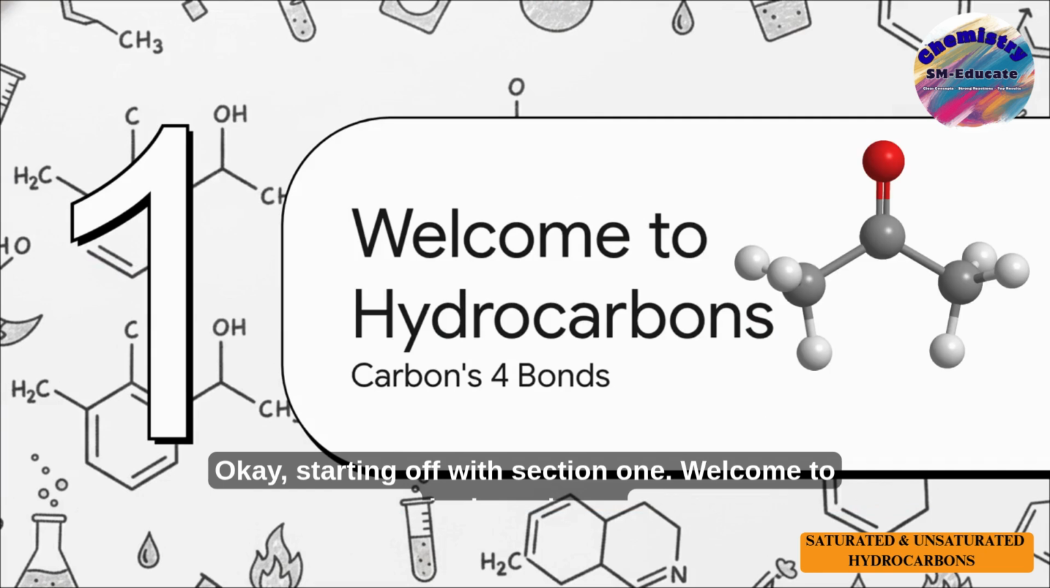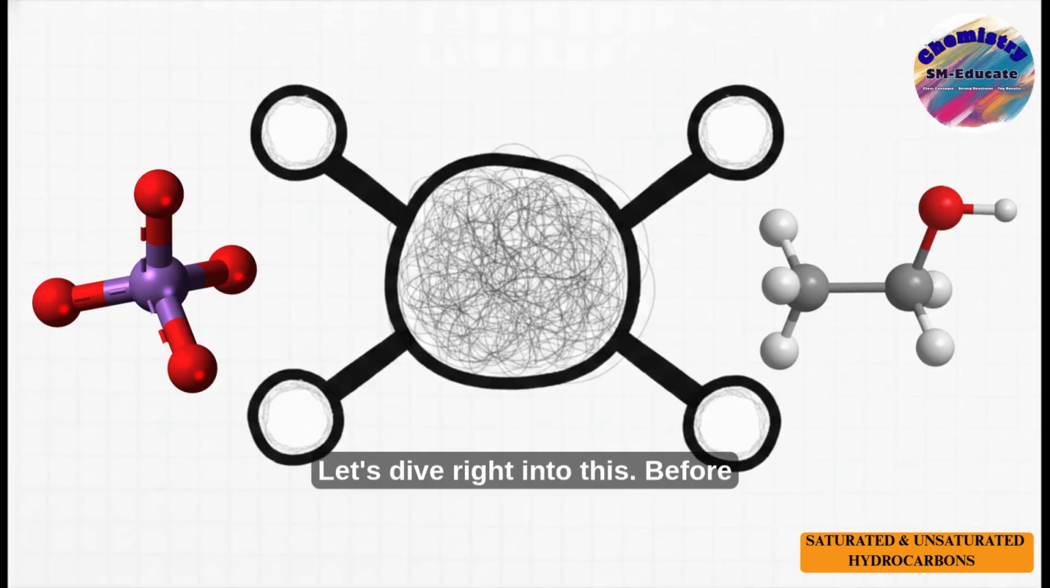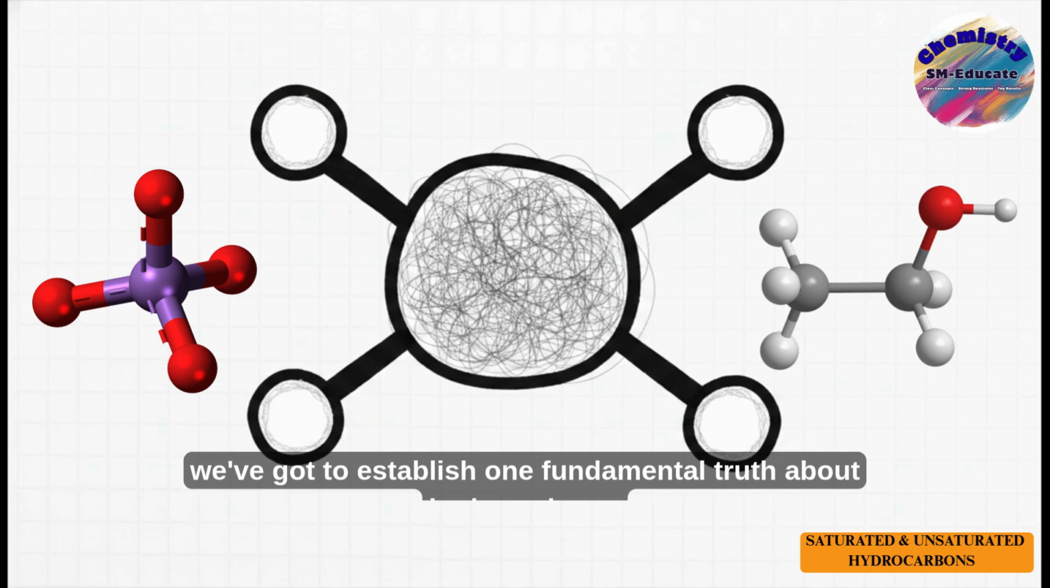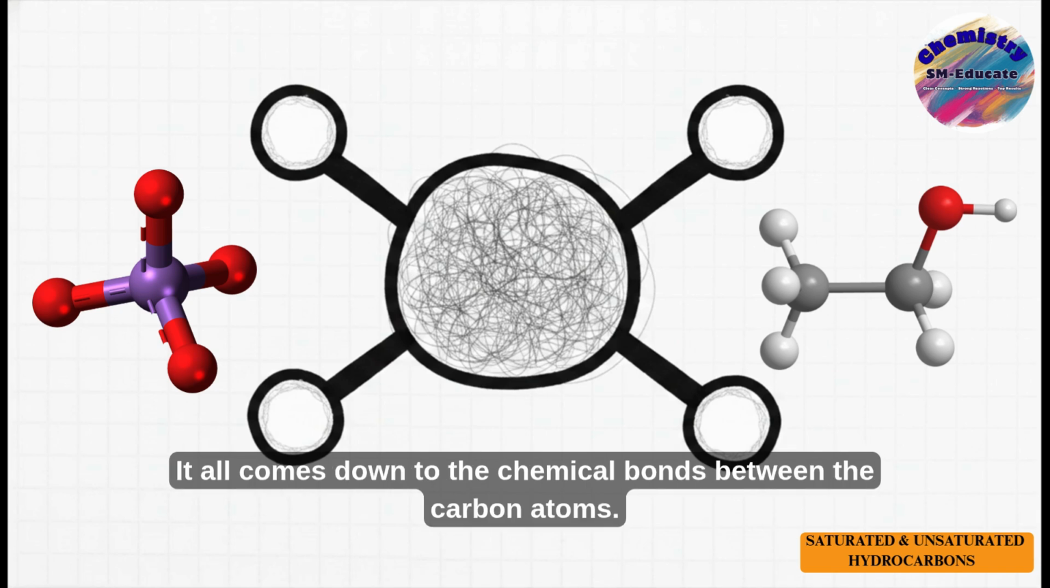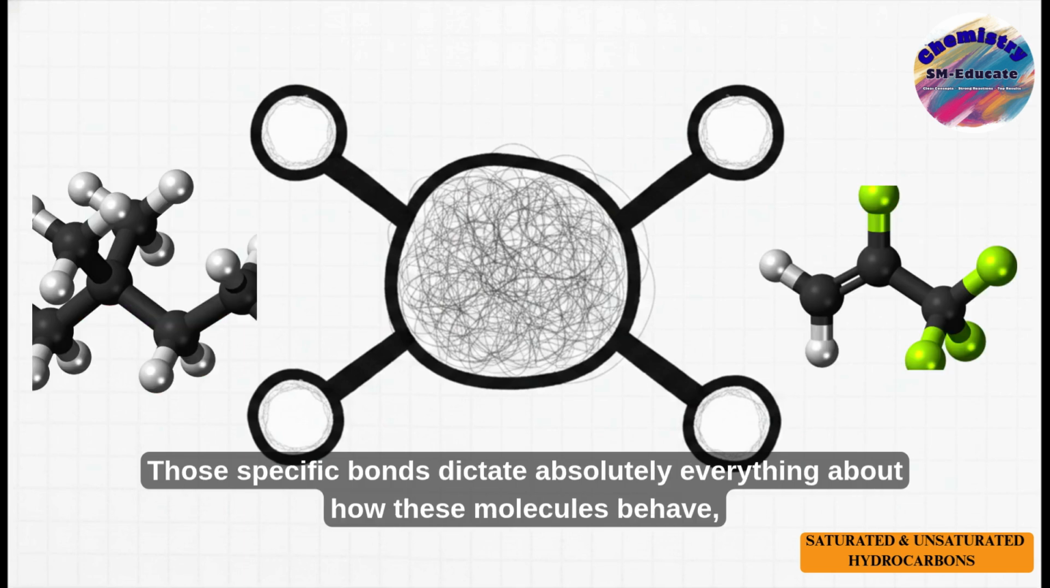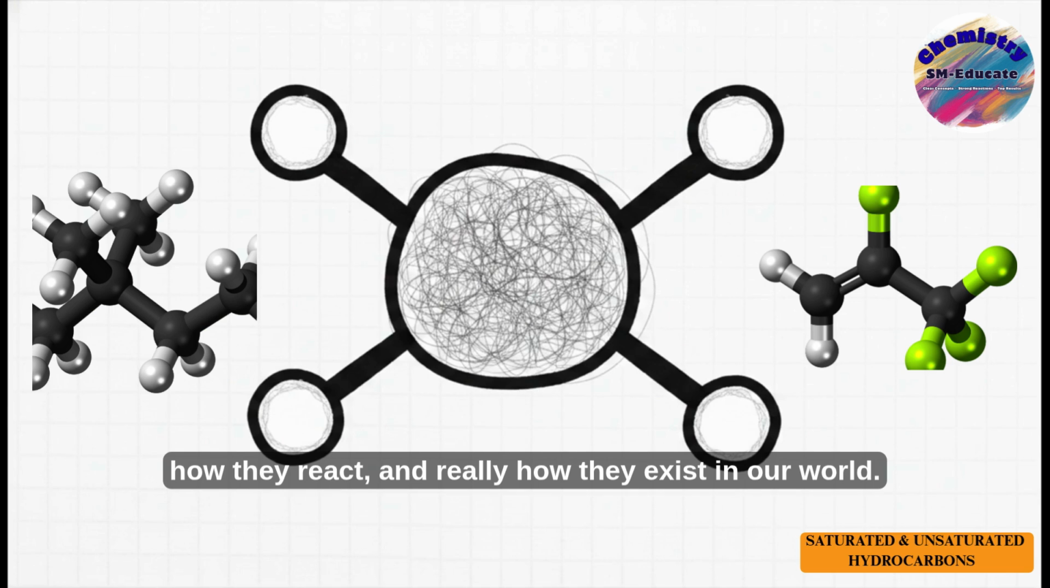Okay, starting off with section 1. Welcome to hydrocarbons. Let's dive right into this. Before we can even talk about whether a molecule is saturated or unsaturated, we've got to establish one fundamental truth about hydrocarbons. It all comes down to the chemical bonds between the carbon atoms. Those specific bonds dictate absolutely everything about how these molecules behave, how they react, and really how they exist in our world. You see, carbon is this uniquely special element that always, and I mean always, forms exactly 4 bonds.